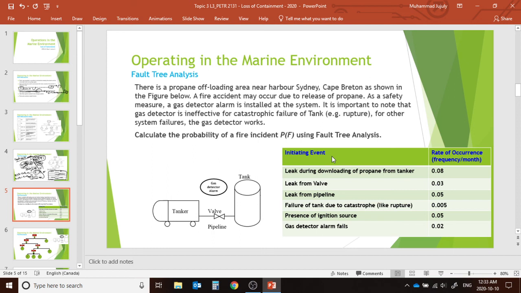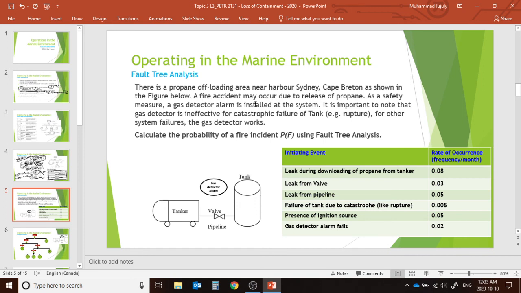So the question is: there is a propane offloading area near the Sydney Harbour. Sydney Harbour, Cape Breton, is shown in the picture here. At the Sydney Harbour area there is a propane tank. The ship comes in and puts the propane in the tank, so you are transferring the propane to the tank.